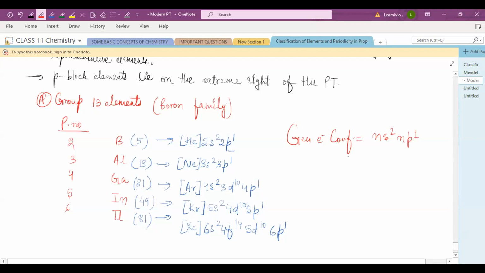Now, valence electrons. How many valence electrons are there? 2 plus 1, so it's 3 electrons. And what is the valency? Again, it's 3. Just write it up.